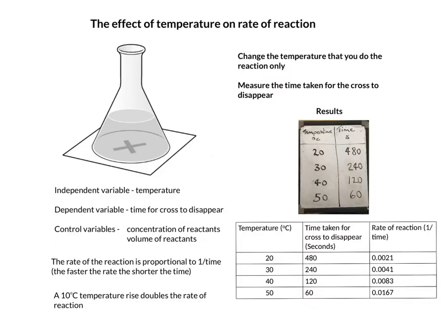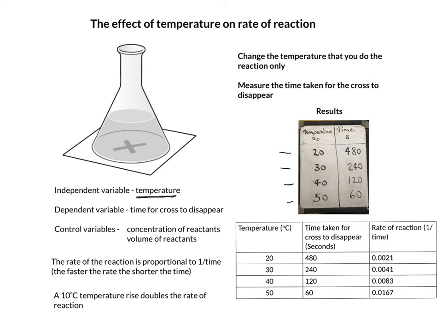So what we're going to do is that experiment at 4 different temperatures: 20, 30, 40 and 50 degrees C. So in the experiment, we're going to change the temperature. So our independent variable is the temperature. And we're going to keep everything else the same. We're going to use the same reactants, the same concentrations and the same volumes. And we're just going to change the temperature that we do the reaction at, and we're going to time how long it takes for the cross to disappear.